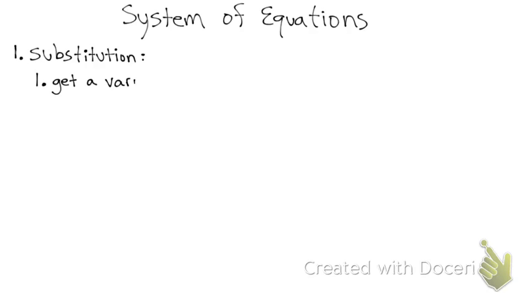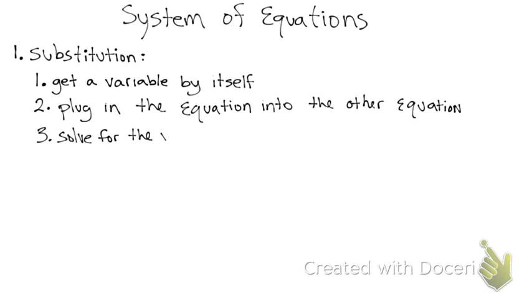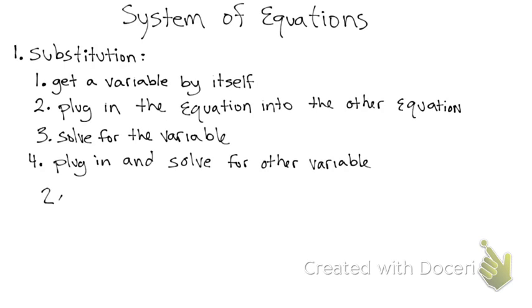Step 1, get a variable by itself. So you have to isolate a variable on one of those equations. Step 2, you want to plug that equation into the other equation. Step 3, solve for that variable. And then step 4, plug that variable in and solve for the other variable.